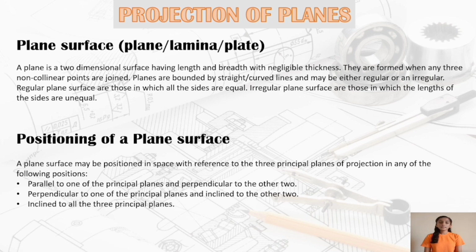Positioning of a plane surface. A plane surface may be positioned in space with reference to the three principal planes of projection in any of the following positions. The first one is parallel to one of the principal planes and perpendicular to the other two. The second one is perpendicular to one of the principal planes and inclined to the other two. And the third one is inclined to all three principal planes.